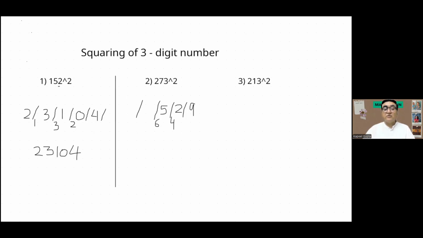Now for 27, I'll say 7 into 2, 14, 14 into 2, 28, 28 plus 6, 34. So that becomes 4 and carry forward as 3. And now I have last digit 2. 2 square is 4. 4 plus 3 is 7. So finally, I got the answer as 7, 4, 5, 2, 9. So isn't it simple?